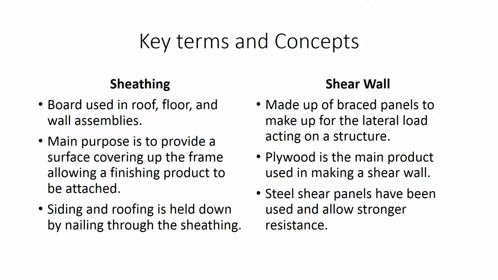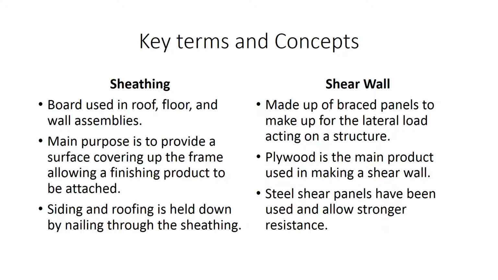Sheathing is a board used in roof, floor, and wall assemblies. Its main purpose is to provide a surface covering up the frame, allowing a finished product to be attached. Siding and roofing are held down by nailing through sheathing.